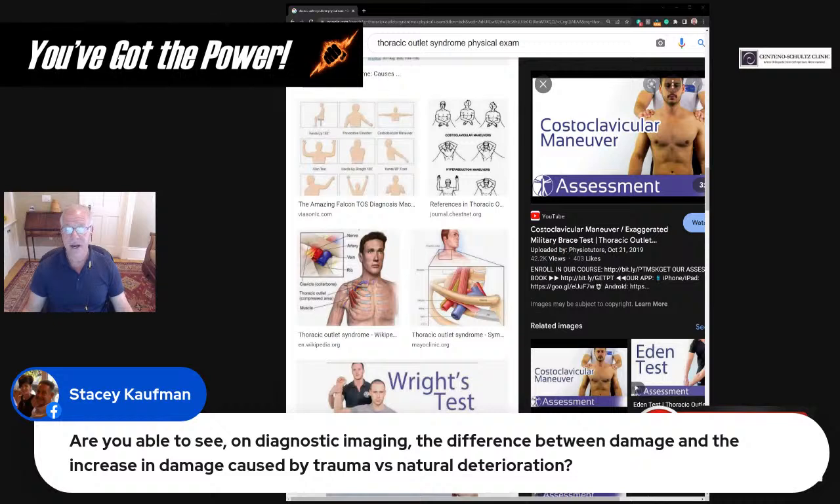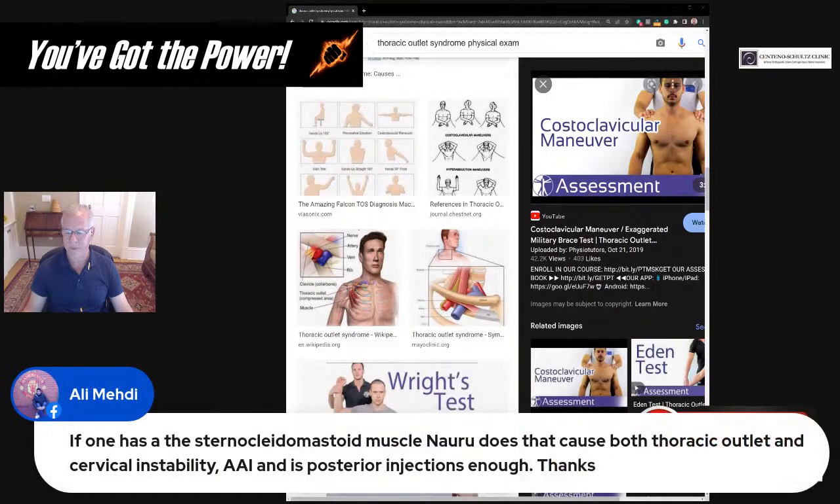Stacy, are you able to see on diagnostic imaging the difference between the damage and the increase in damage caused by trauma versus natural degeneration? Wow, that's a super duper duper complex question, Stacy, that would require looking at a specific case because it can be very difficult to tell the difference. Sometimes having pictures before and after an event can make a big difference because we can say, aha, that wasn't there before. But it really is a case-by-case scenario that's got to be looked at and teased apart.